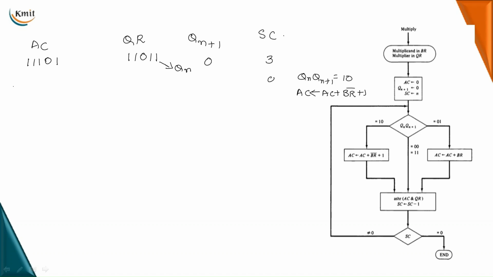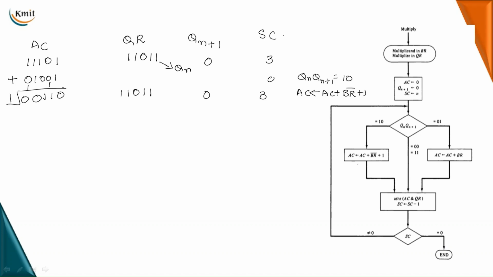So to the contents of AC, the value of BR is BR complement plus 1. It is 01001. So add them. 10111. It becomes 10. So here we have a carry of 1. You can neglect this carry. So QR is 110110 and your sequence counter is 3.